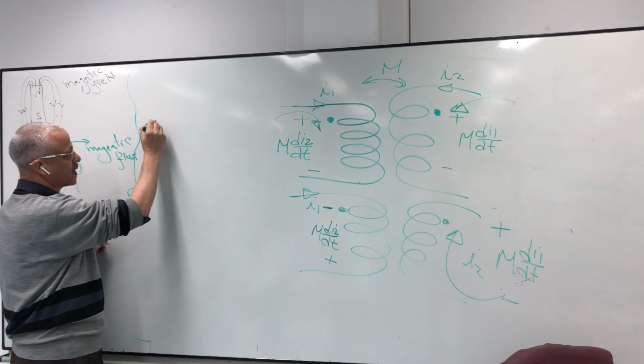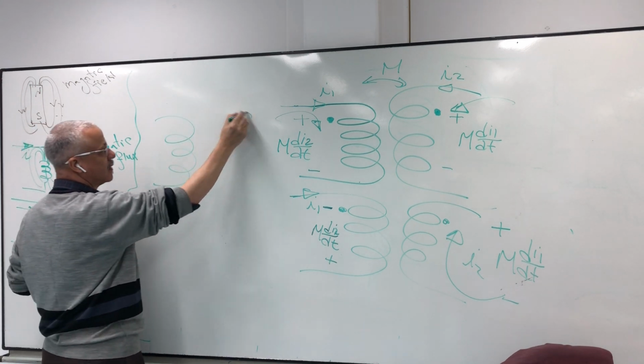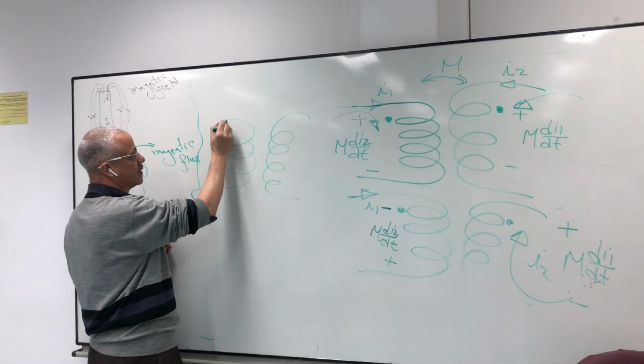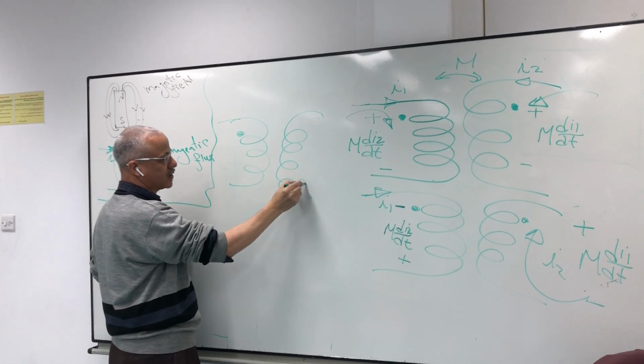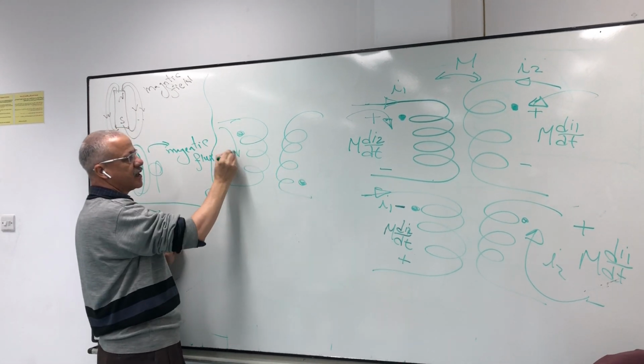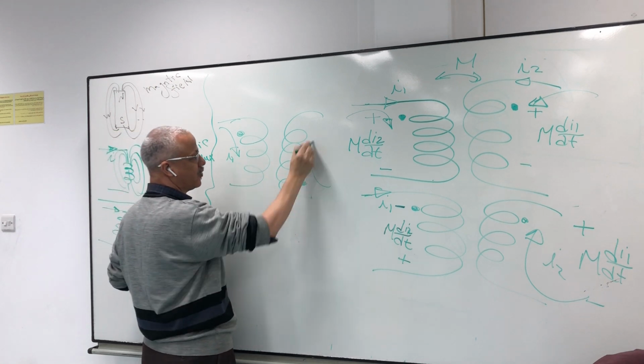Let's go to another example. If you have a dot here and you have a dot here, and the current is in a direction, I1 is the current there, for example I2.